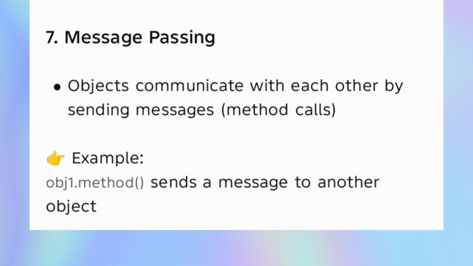Seventh one, message passing. Objects communicate with each other by sending messages, like method calls. Example, an object's method sends a message to another object. This is mainly used for sending messages from one object to another object. That message contains information like text, numerical numbers, or images. It is really useful and gives more reusable code.